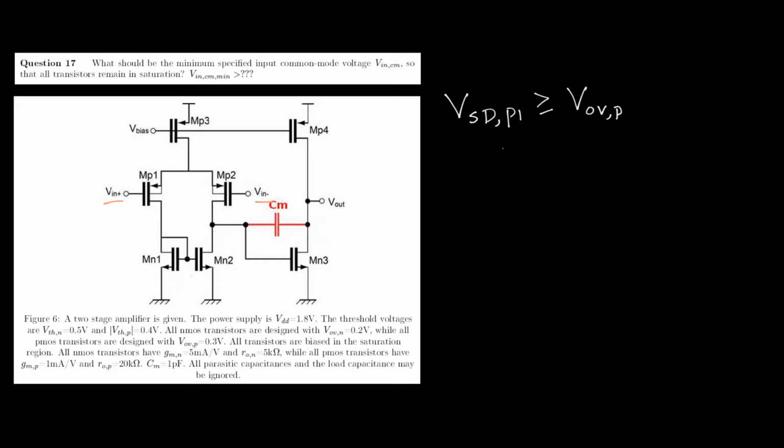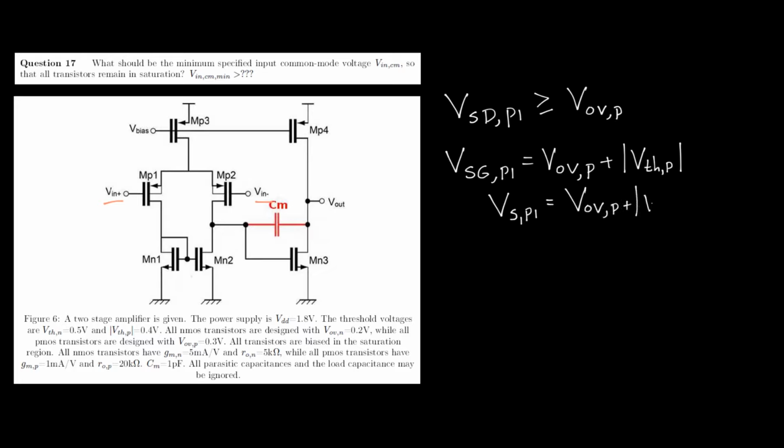The source voltage of P1 can be found using the definition of the overdrive voltage. So VSG P1 is the same as the overdrive voltage of P plus the absolute threshold voltage of a PMOS transistor. And since the gate voltage in this case is nothing more than the input common mode voltage, we can say that the source voltage of P1 is the same as VOVP plus the absolute threshold voltage plus V in. Let's call it V in.